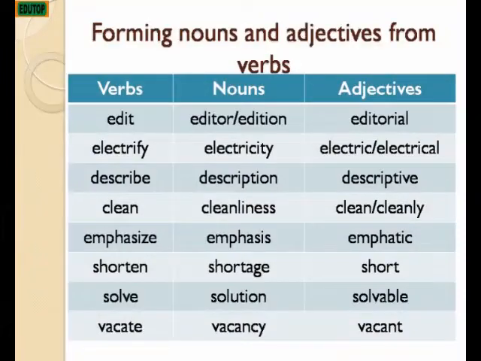have a list of verbs. The second column consists of a list of nouns, while the third column consists of a list of adjectives. So we have edit, editor or edition as a noun, editorial as an adjective. Electrify, electricity, electric or electrical. Describe, description, descriptive.